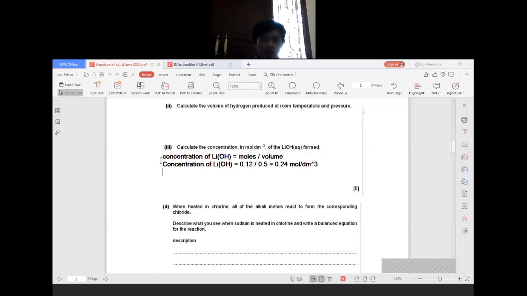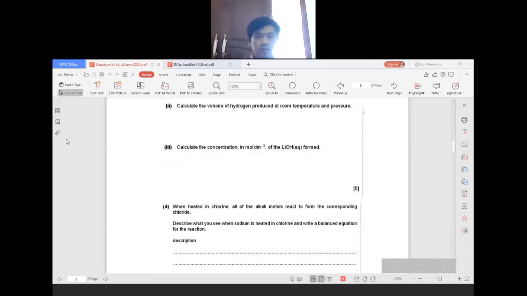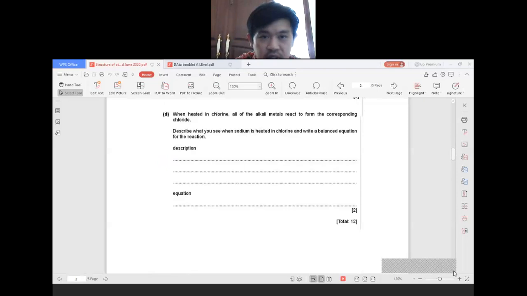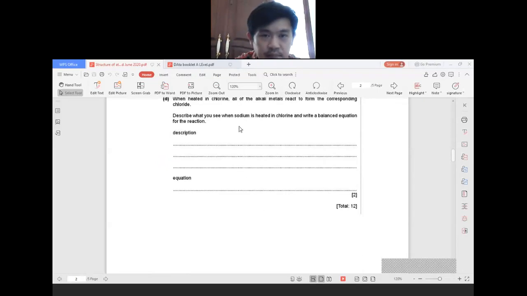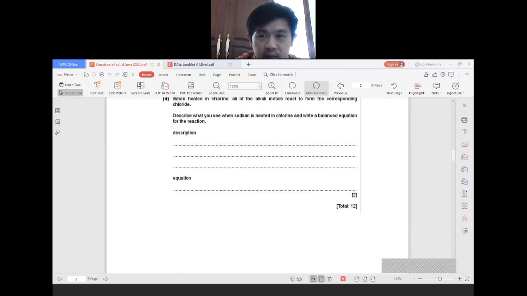And then this one about chlorine. When heated in chlorine, all the alkali metals react to form the corresponding chloride. Describe what you see when sodium is heated in chlorine and write a balanced equation for the reaction. So how do we explain this one?